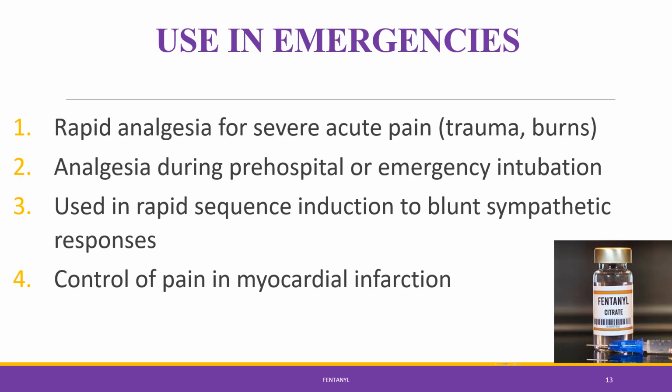Fentanyl use in emergencies. 1. Rapid analgesia for severe acute pain, trauma, burns. Fentanyl gives quick pain relief for trauma or burns. 2. Analgesia during pre-hospital or emergency intubation. Fentanyl helps with pain during urgent tube placement. 3. Used in rapid sequence induction to blunt sympathetic responses. Fentanyl reduces stress response during rapid intubation. 4. Control of pain in myocardial infarction. Fentanyl manages pain in myocardial infarction.